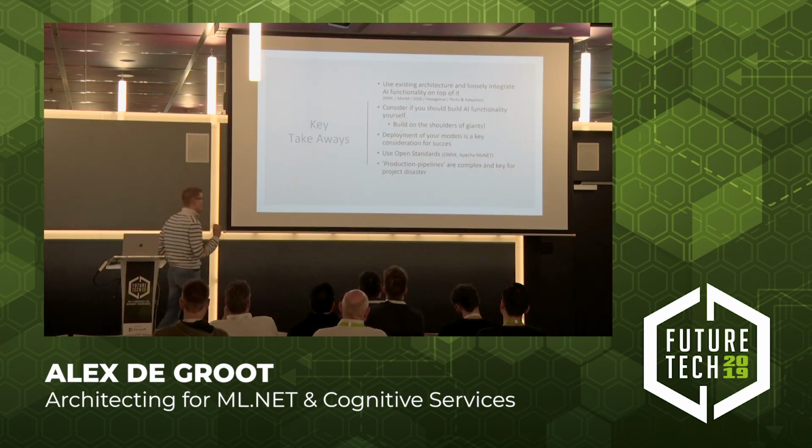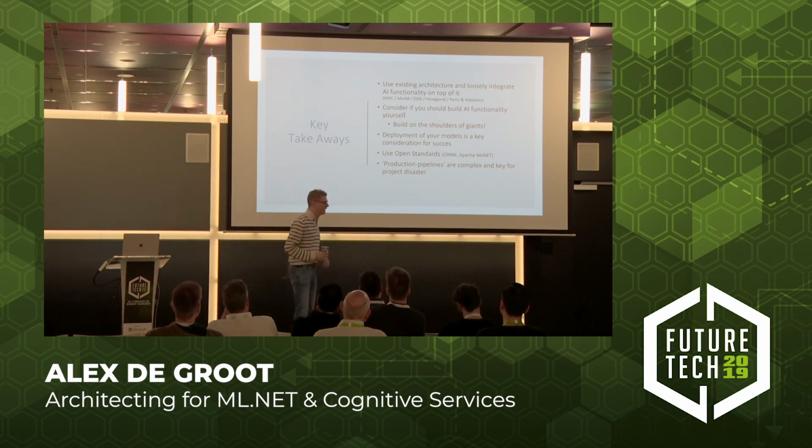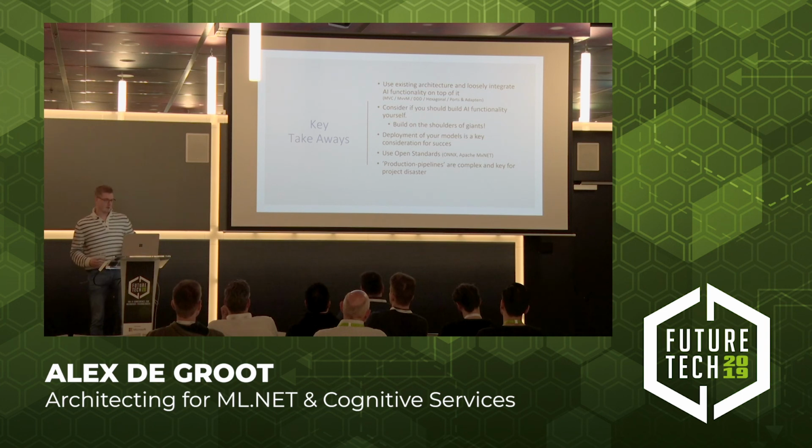What I just want to say is use your existing architecture to loosely integrate with AI. Don't bind your architecture really to your model. Consider really well if you should build your AI functionality yourself. Build on top of the shoulders of giants, like Microsoft, Apple, Google, etc. They will allow you to buy very good models in the future. Deployment of your model is a key consideration of your success. Use open standards.